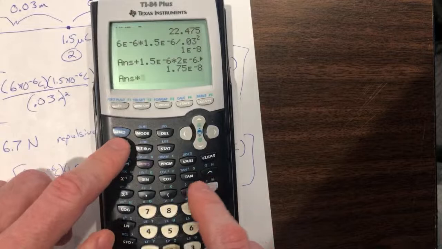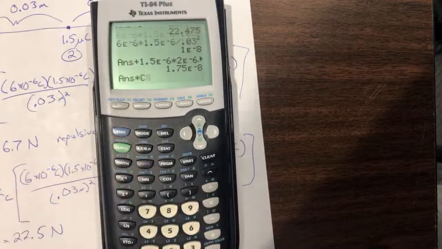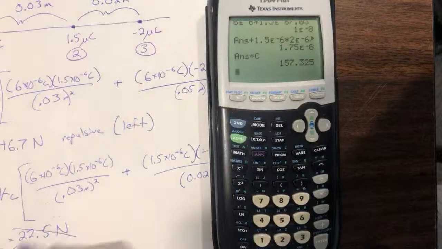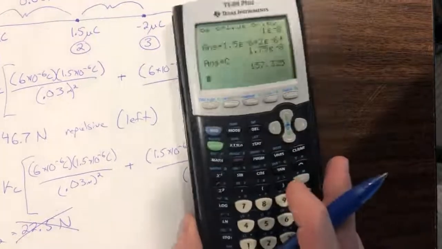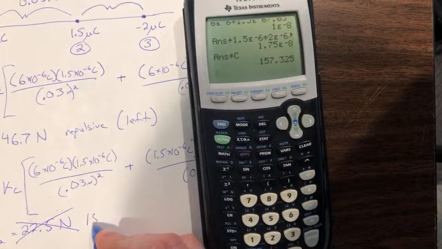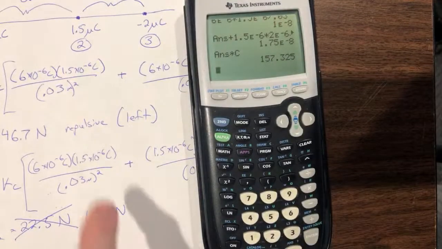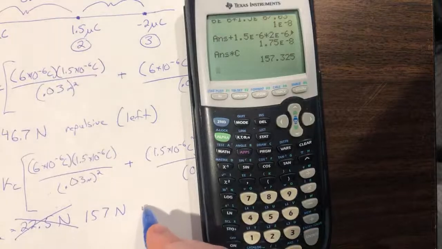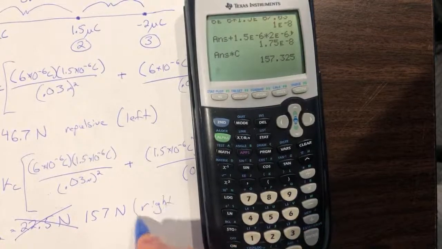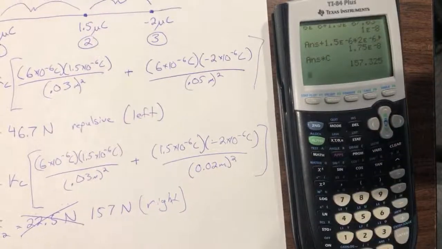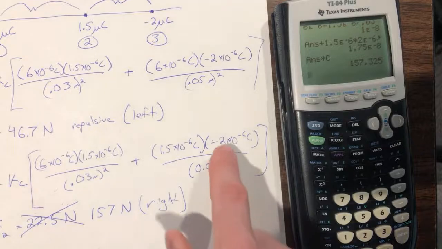So this is going to be times C here, and that's not going to be 22.5. That was wrong, so I'm really, really sorry about that, guys. It's actually going to be 157 newtons, okay? Because both of them are going to the right. All right, so this is a really tricky thing on the charges. It even got me there for a second. I'm so sorry about that, guys.